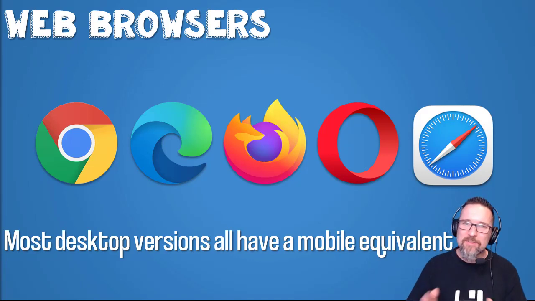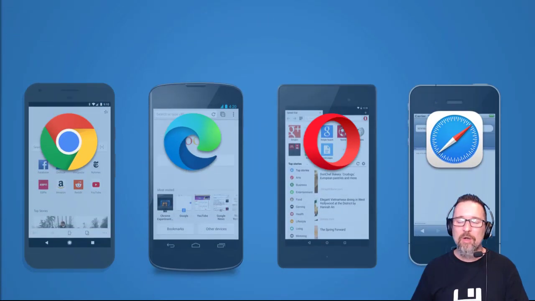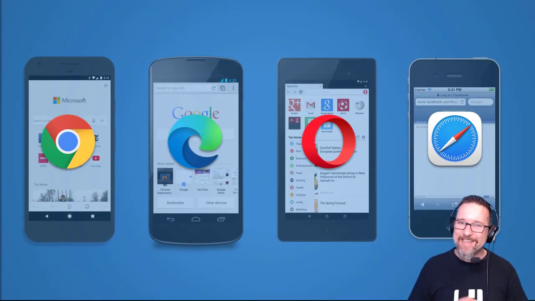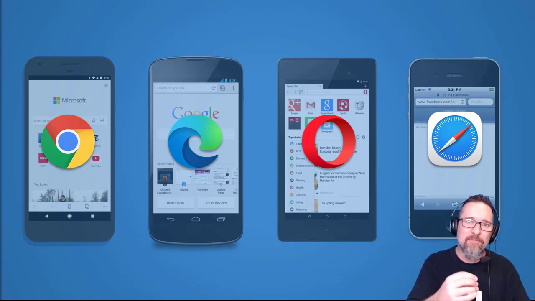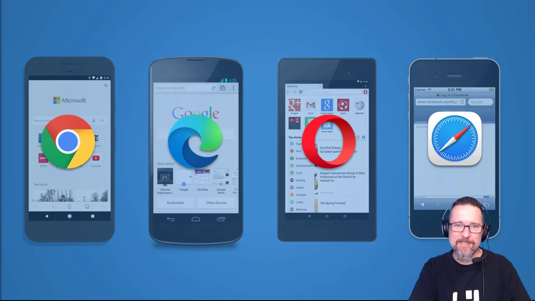All right, most desktop versions have a mobile equivalent. So when you're on a phone, depending on what phone it is that you have, you will have a web browser of some kind, and if you don't have the web browser that you like, you more than likely can download it from the Play Store or the App Store or whatever store is available for your device.